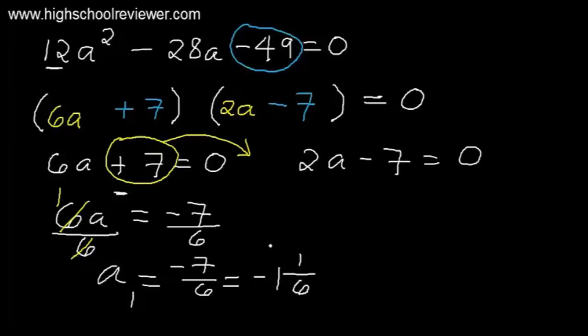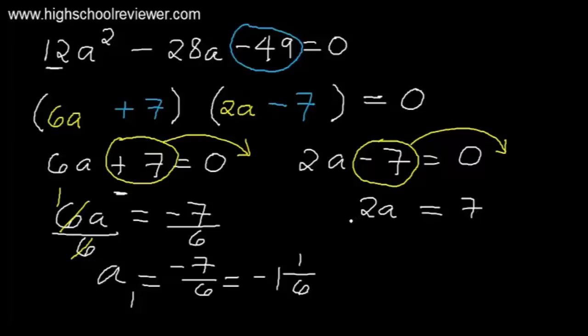Okay, so let us now solve for a sub 2. So to solve for a sub 2, first we need to transpose negative 7 to the other side. So if we transpose, what will be left on the left side will be positive 2a. So we have here positive 2a. If we transpose this, this will become positive 7.